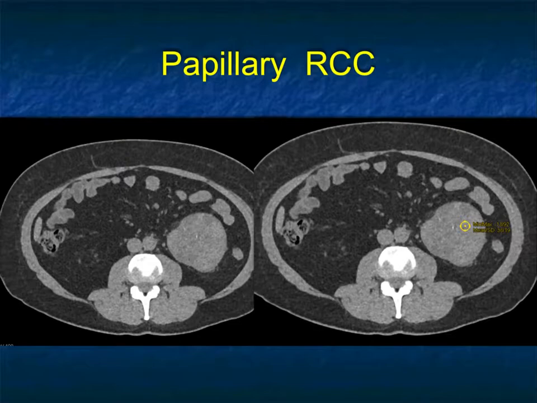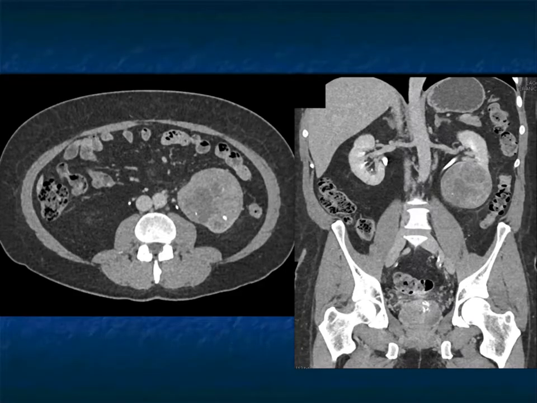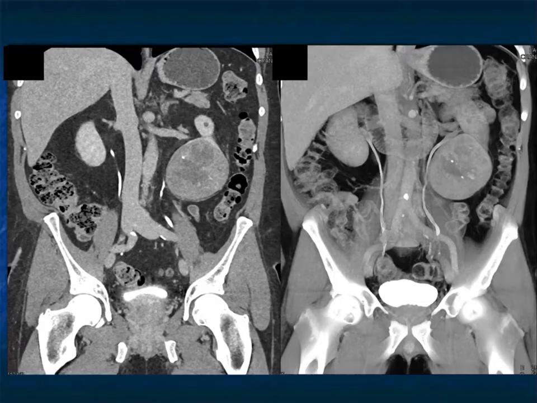Now, you like to think about papillary being small, but I show you this case to remind you, not necessarily. Here's a large mass in the left kidney, lower pole, with pretty good margins. You see on the arterial phase, the lesion enhances minimally. There's some faint calcifications. The enhancement is still there. There's a little bit of inhomogeneity on the patient's delayed phase imaging, but this is a classic papillary renal cell carcinoma. This was a great candidate for a partial nephrectomy.